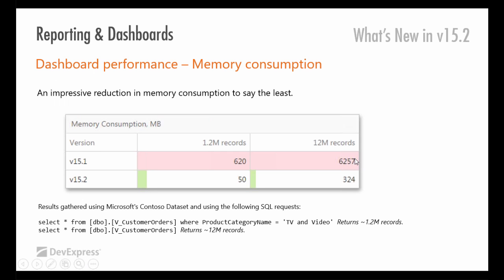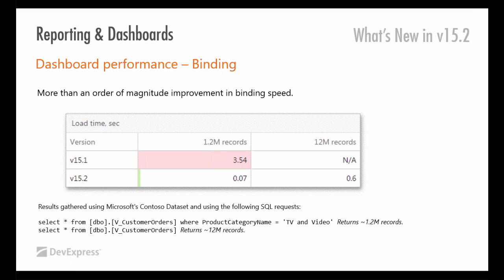Now, as you can see here in this particular table, the memory consumption has been reduced around 12 times for a small data set of 1.2 million records, and nearly 20 times for a larger one of 12 million records. So if you like, in 15.1, for 1.2 million records, we're using 620 meg of memory, and we've reduced that to just 50. That's 12 times less. And you see there the basic SQL statement that we're using for this comparison.